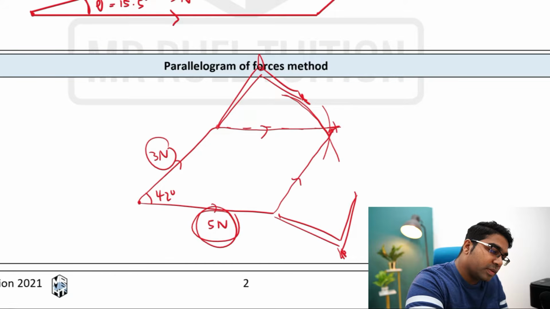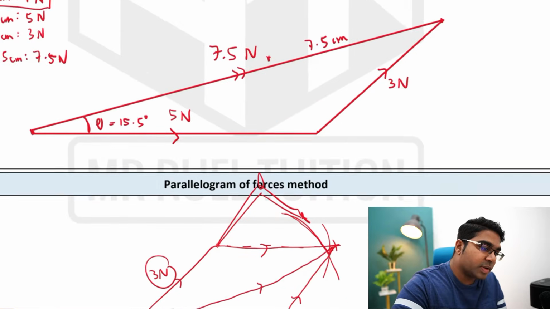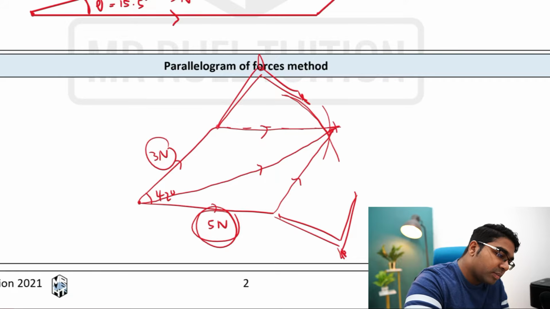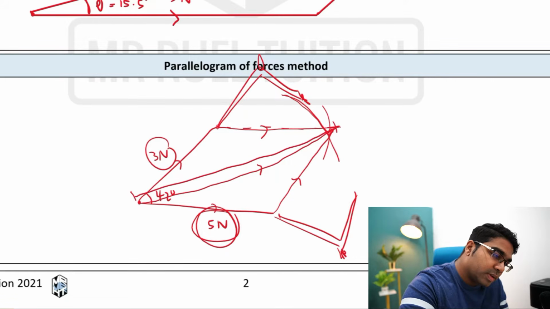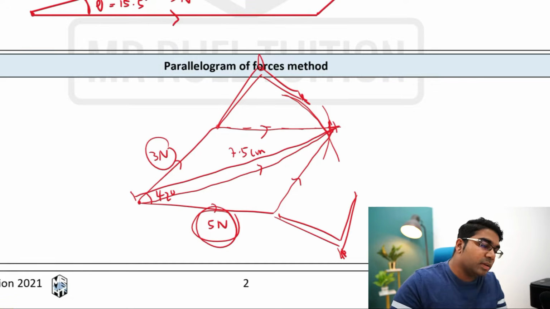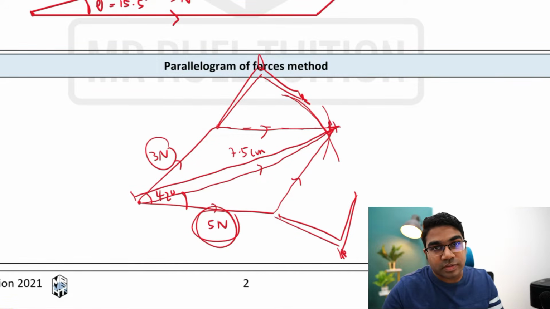So our resultant force will be from the start to the end again. You can see it's very similar to the triangle, but this time we are using a parallelogram instead. And the method is the same. Measure the length of this resultant force. It will be 7.5 centimeters. Then using the scale, it is 7.5 newtons. And again, measure the angle to the horizontal, and you have the direction of the force as well.